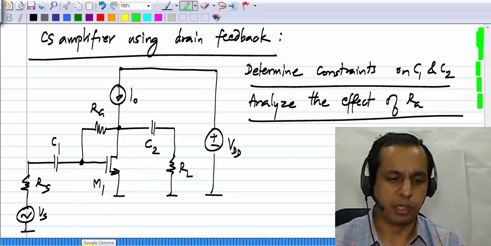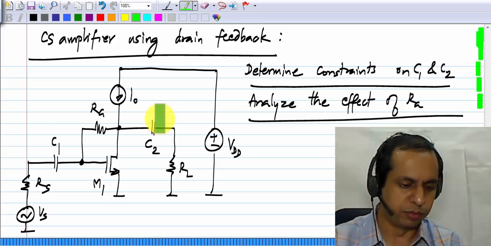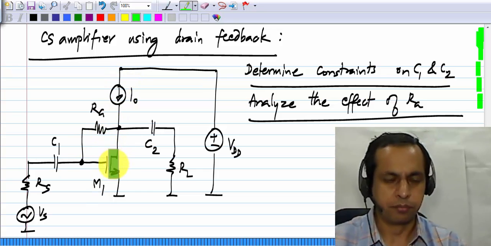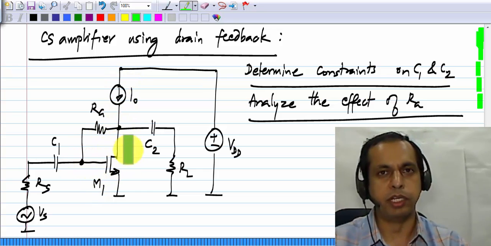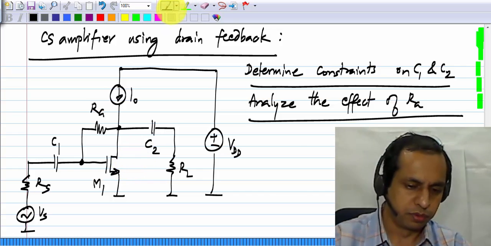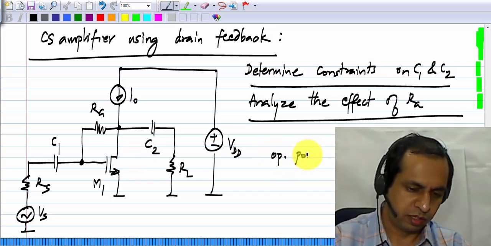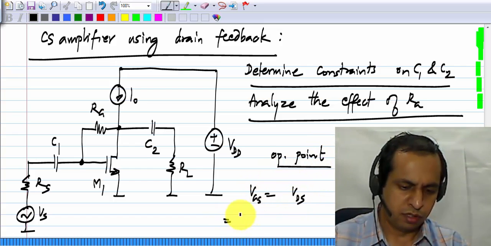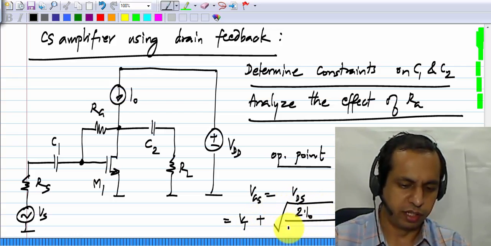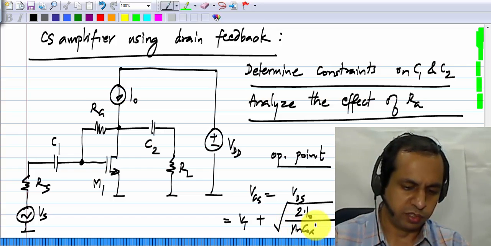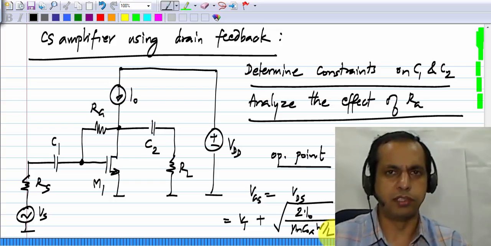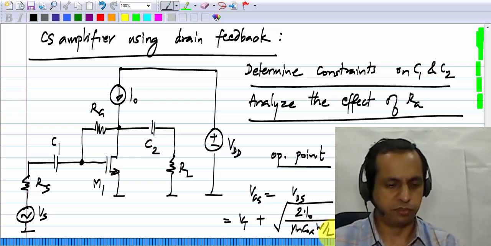Okay. Now I'm going to skip the operating point part, because if I open circuit C1 and C2, the source and load go away and we just have the drain feedback circuit, and we know that both VGS and VDS will be equal to each other, and they will be equal to the threshold voltage plus square root of 2 times the drain current divided by mu n C aux W by L. Okay. So now let's analyze the small signal incremental picture of this.